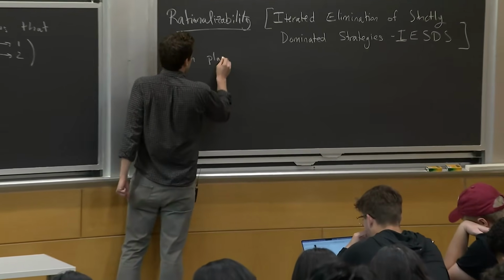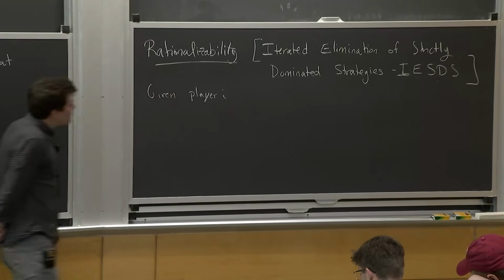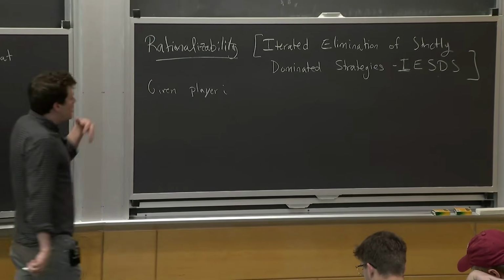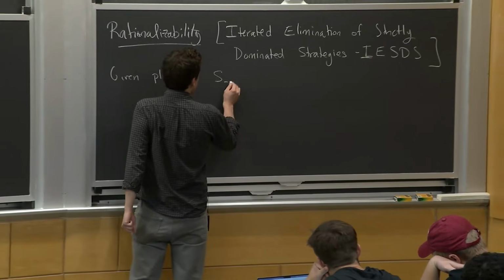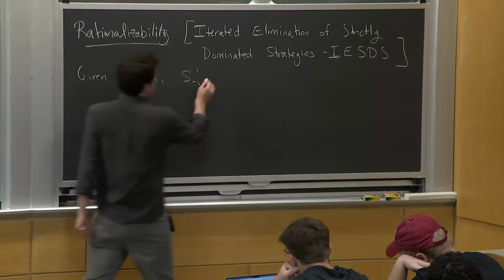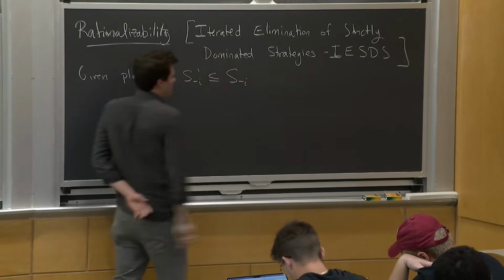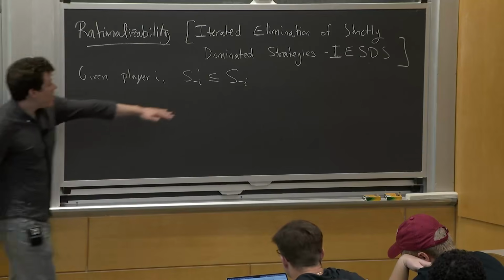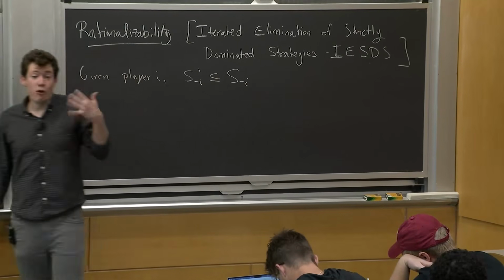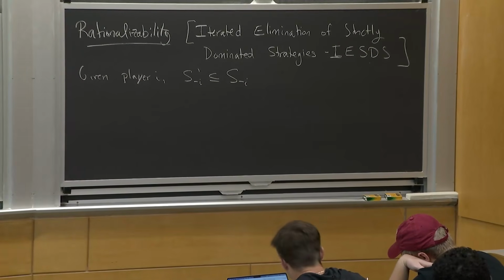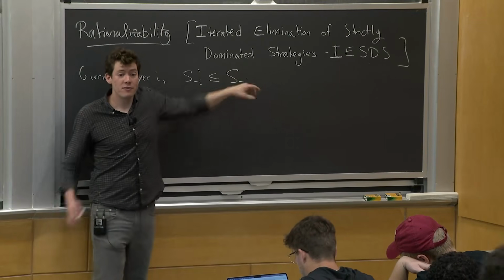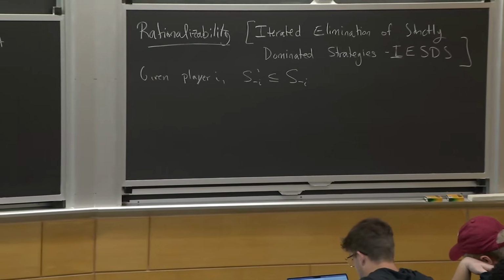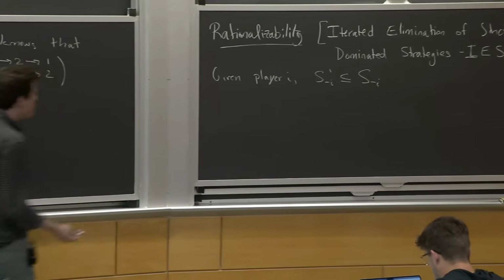So given player I and some collection of strategy profiles of the other players. I'll say S negative I prime, which is a subset of S negative I. So remember, S negative I is the collection of all profiles, or we might say partial profiles, of strategies of my opponents. And S negative I prime is just an arbitrary subset of those strategy profiles. So it's just some collection of strategies that my opponents might play. And now we want to define two things.